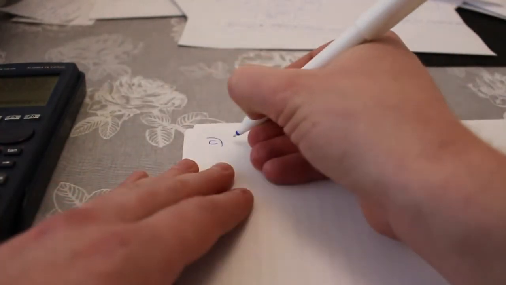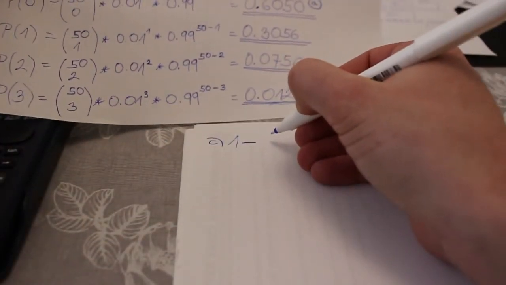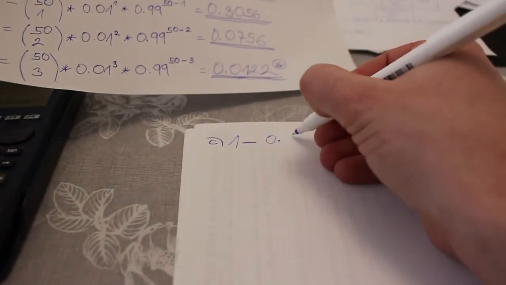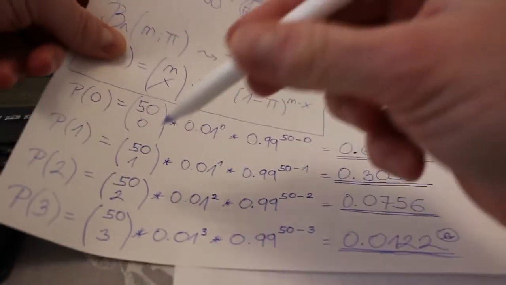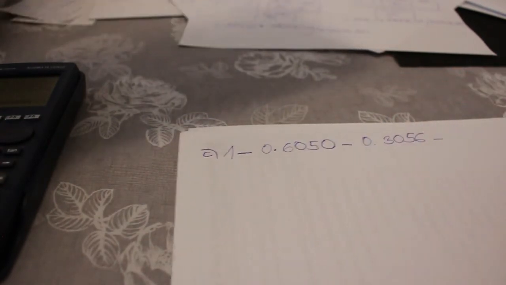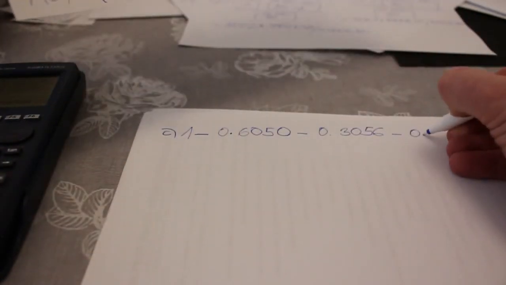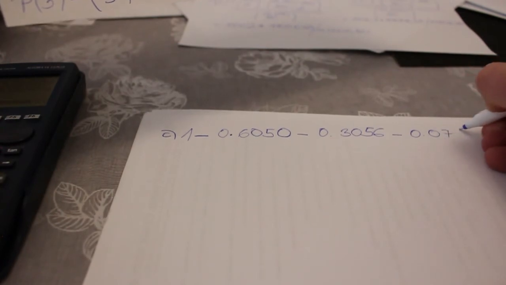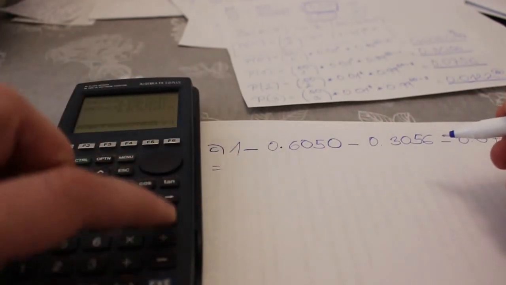will be calculated like 1 minus 0, 1, 2. So 0.6050 minus 0.3056, 0.3056 minus 0.0756, 0.0756. Okay, equals sign. I will solve this.